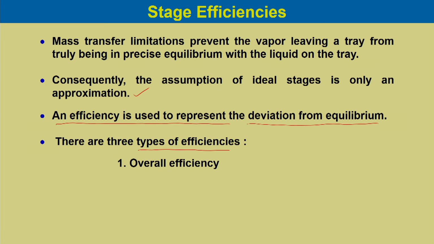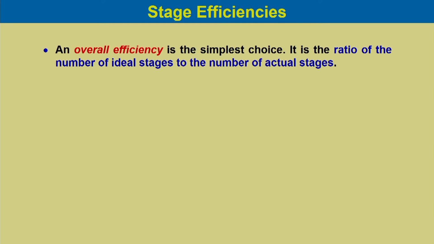One of them is overall efficiency, that is the efficiency throughout the column considered the same for all the trays. The second one is the local efficiency, and the third is the Murphree efficiency. We will discuss them one by one. Overall efficiency is the simplest choice. It is the ratio of the number of ideal trays to the number of actual trays.